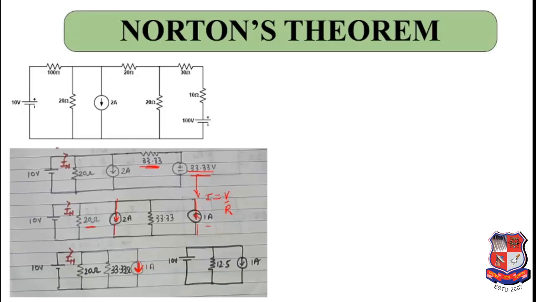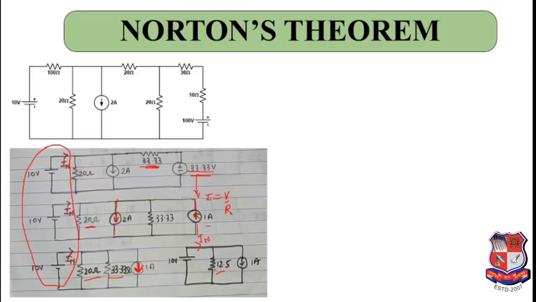Over here I have kept this much part unchanged. Whatever term you need to find, that portion you should never touch. This is my thumb rule. Over here is this 10 volt, and over here is the Norton current which you need to find. The equivalent of 20 ohm and 33.33 will give you 12.5 ohms, and you already have 1 ampere here. So you can further solve this.